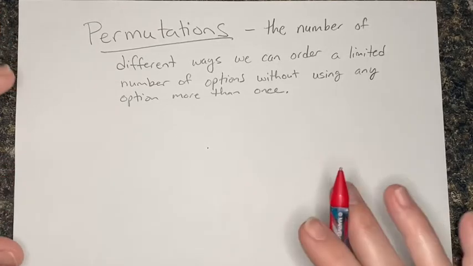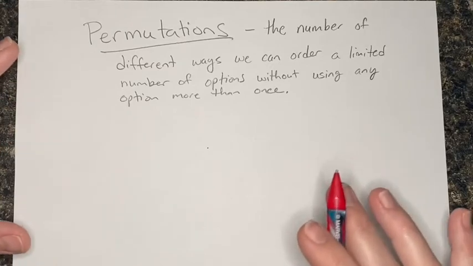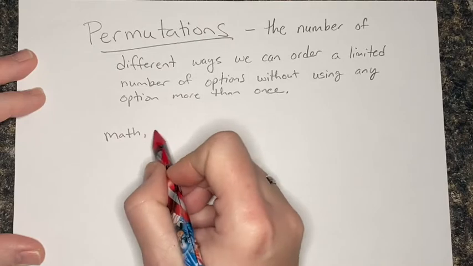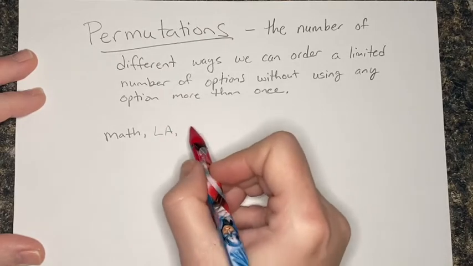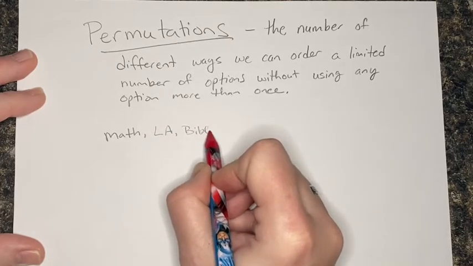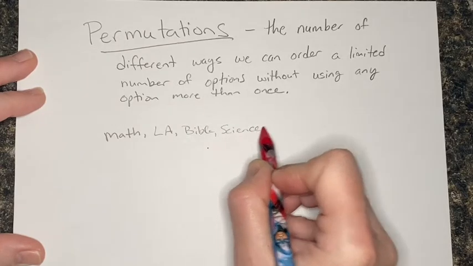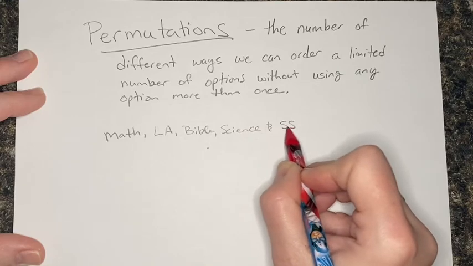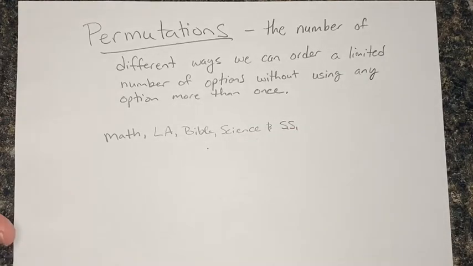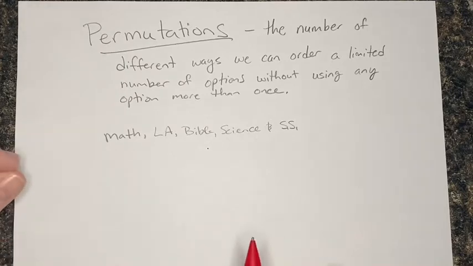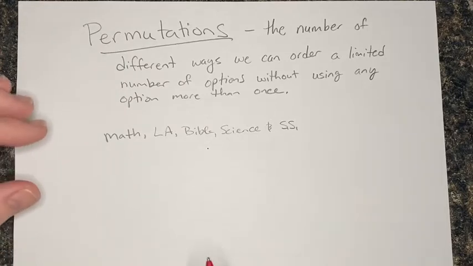Mr. Sneller teaches 5 different 8th grade classes. He teaches math, language arts, Bible class, science, and social studies. Okay? He teaches these every day in his classroom. He must decide in which order to schedule each subject in the 5 class periods. How many different ways can he schedule these subjects?